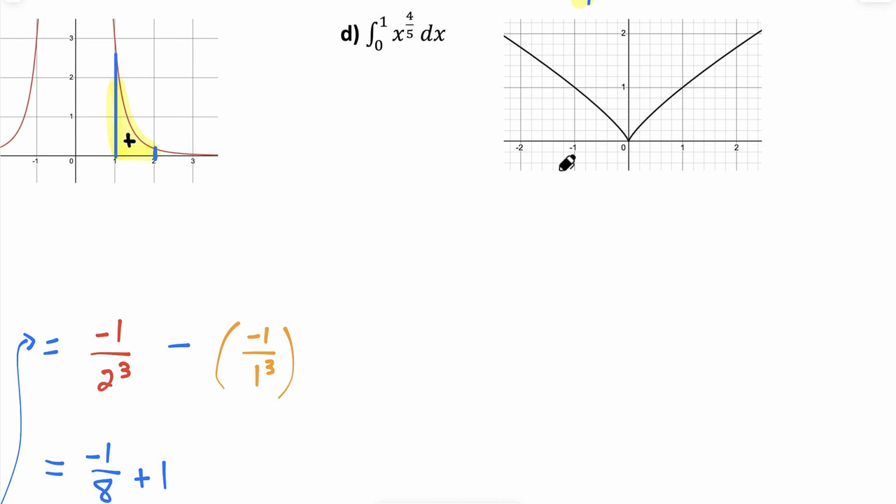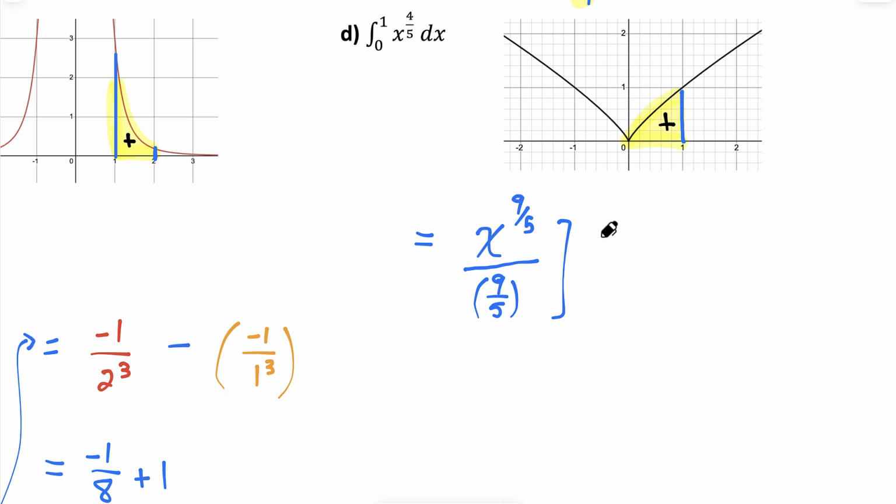Part D, the integral from 0 to 1 of x to the 4/5. Over that interval, once again, the function is completely above the x-axis. So I'm finding the area bounded by the function and the x-axis between 0 and 1, so that yellow area. I know once again I'm going to be getting a positive answer for this. I can start by finding my antiderivative of x to the 4/5 by adding 1 to the exponent, making it 9/5, and then dividing by that new exponent 9/5.